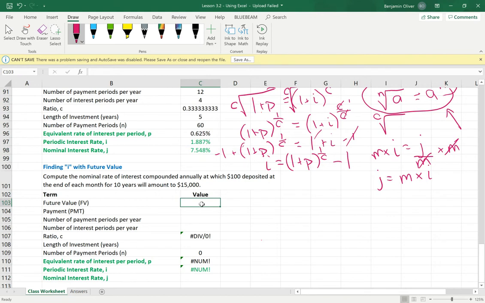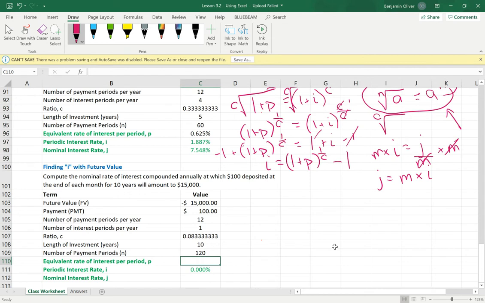So our future value, we know, is 15,000, so negative 15,000. Our payments are $100. Our number of payment periods per year, it says $100 deposited at the end of each month, which means monthly, so 12. Interest is compounded annually here, so that means our interest periods per year is 1, right? So our ratio was calculated automatically, but our length of investment, again given in the question, is 10 years. So that calculates our number of payment periods. Remember, 10 years times 12 payments per year is 120.